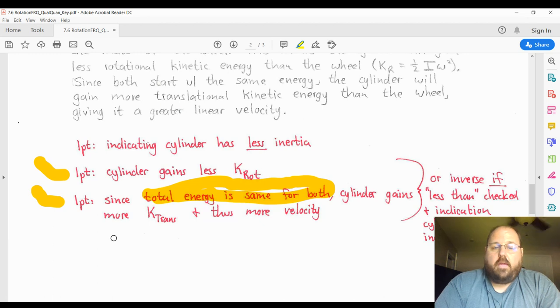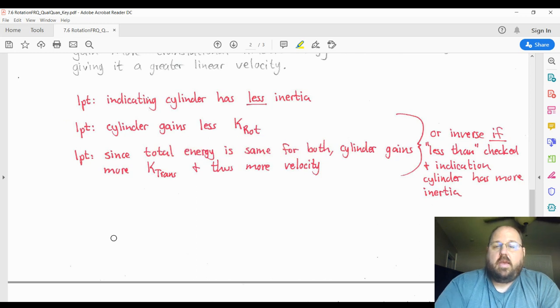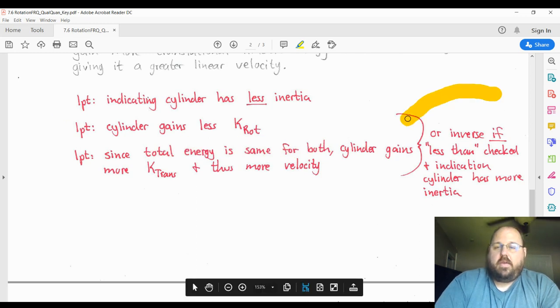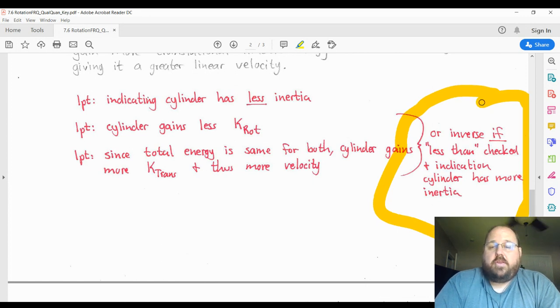So that third point on there is kind of two parts. One, starting with the same energy. Two, that means that the cylinder is going to have more translational kinetic energy and thus more velocity. If you check less than, then you just had the wrong idea about the moment of inertia, because it doesn't give you the equations, you just have to go, hey, the cylinder's got more mass closer to the center. It's going to be easier to turn a cylinder than a hoop wheel. The cylinder's got less inertia.